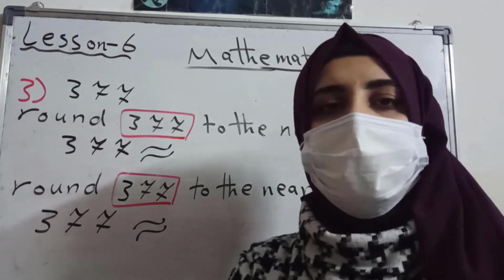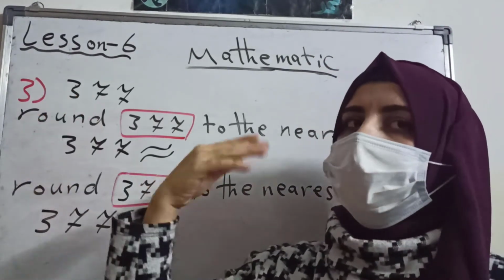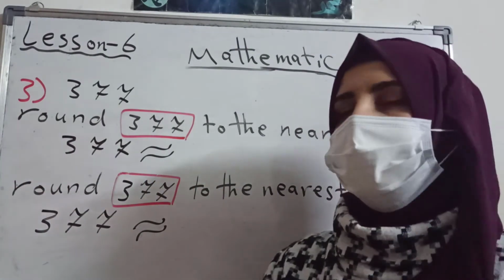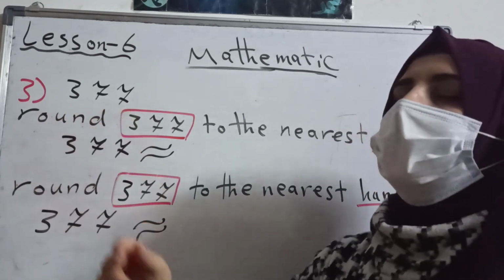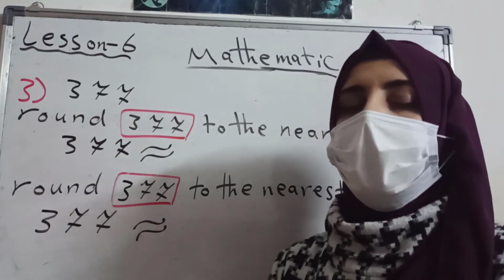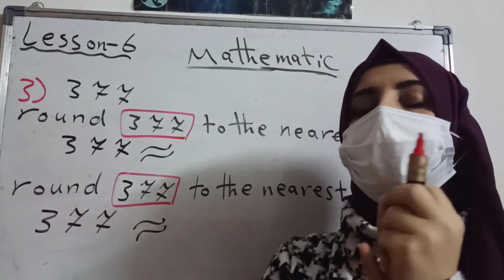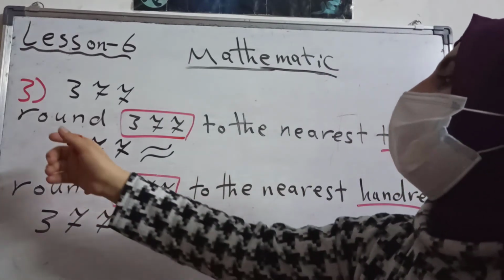Now students, we get to solve equation 3. It's solved like equation 2, but without using the number line, students. In equation 3, we have 377. We round this number the first time to the nearest 10 and the second time to the nearest 100. Okay, let's go solve it.